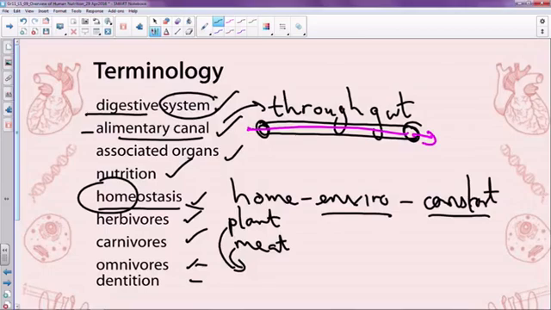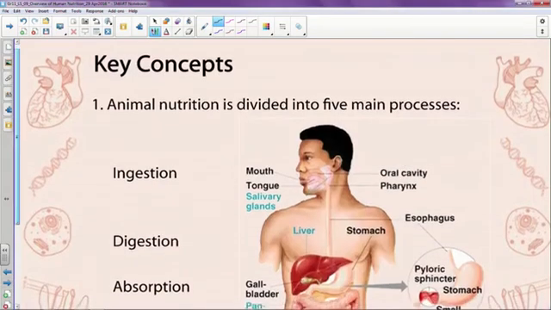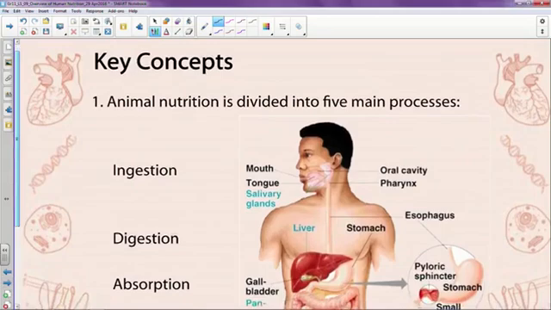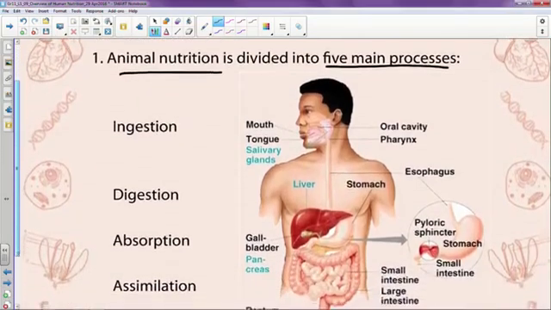So that's more or less an overview of the terminology, but we are going to look at some of the details around some of the other terms. Let's look at the key concepts today. Nutrition is divided into 5 main processes, and when we discuss those processes, we will discuss the alimentary canal simultaneously.